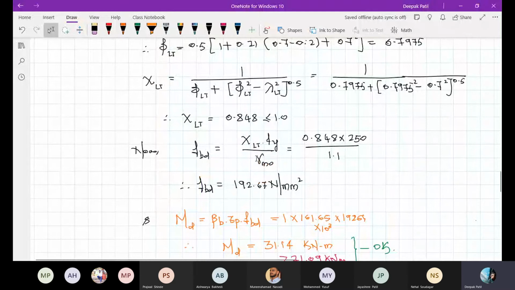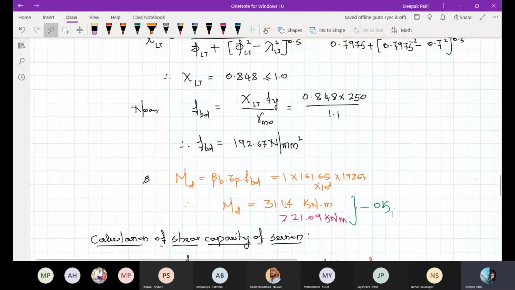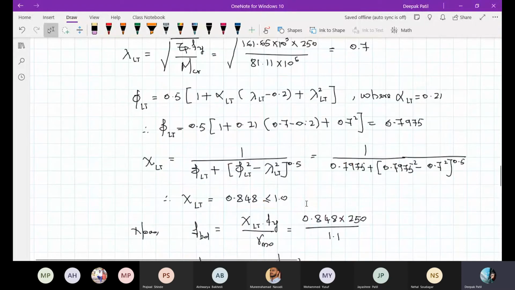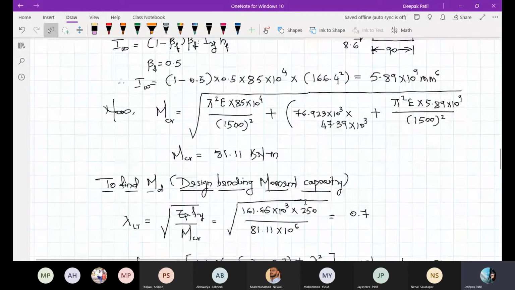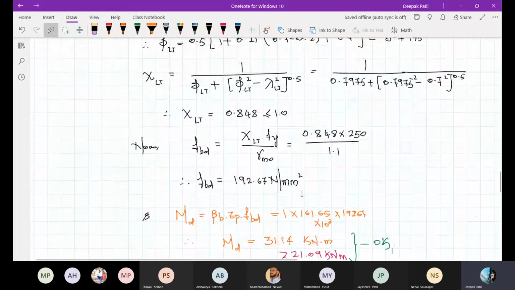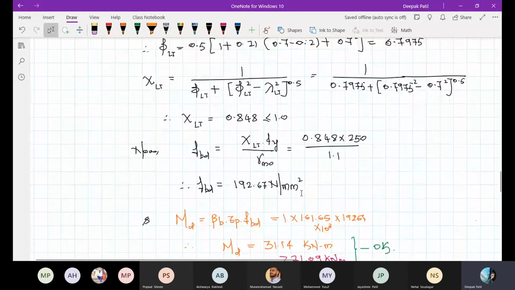So once you are confident that the section chosen is able to carry the maximum bending moment of 21.09 because its design moment capacity is 31.14 kilonewton meter, which is more than the maximum bending moment, then you can say that your section is safe from bending point of view. But you have to also check from the shear point of view. That's what you used to do in RCC structures, right?